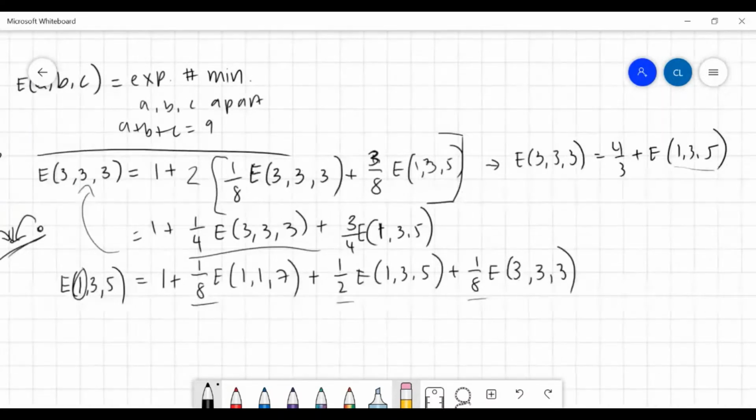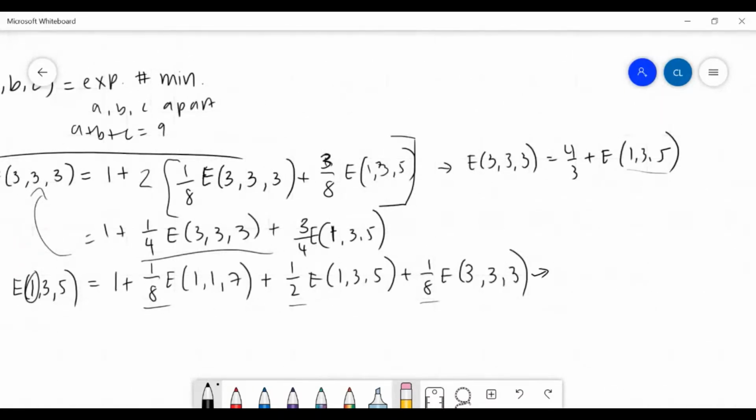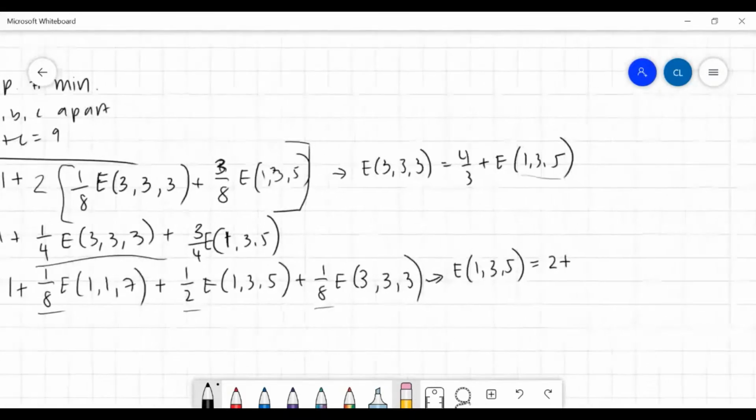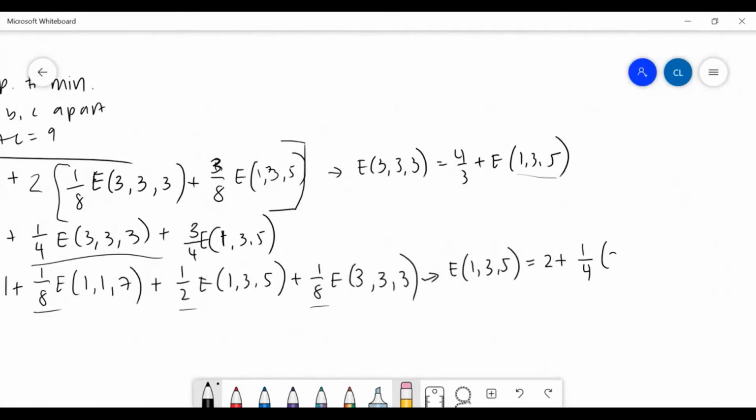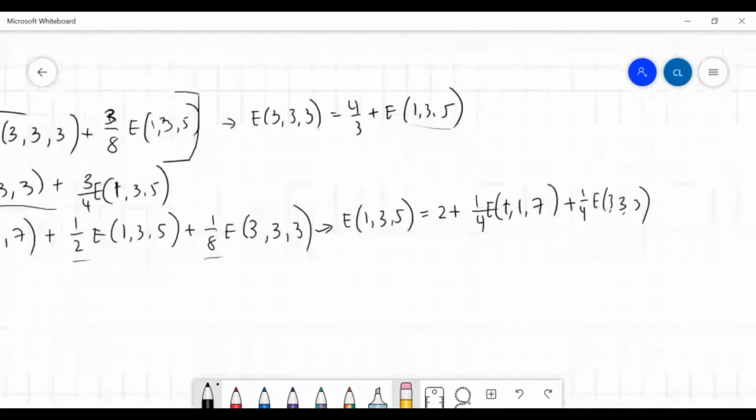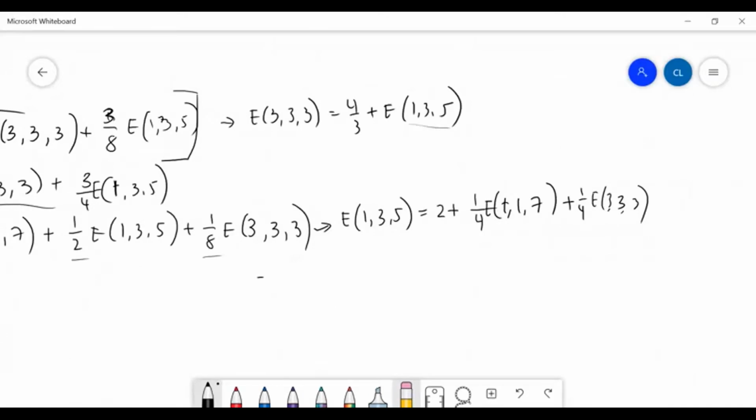Okay, and in terms of 1, 3, 5, just on one side, plus 1/4 times E(1,1,7) plus 1/4 E(3,3,3). The final one, I was going to go directly to the isolated term. It's a little bit similar to E(3,3,3), but not exactly.